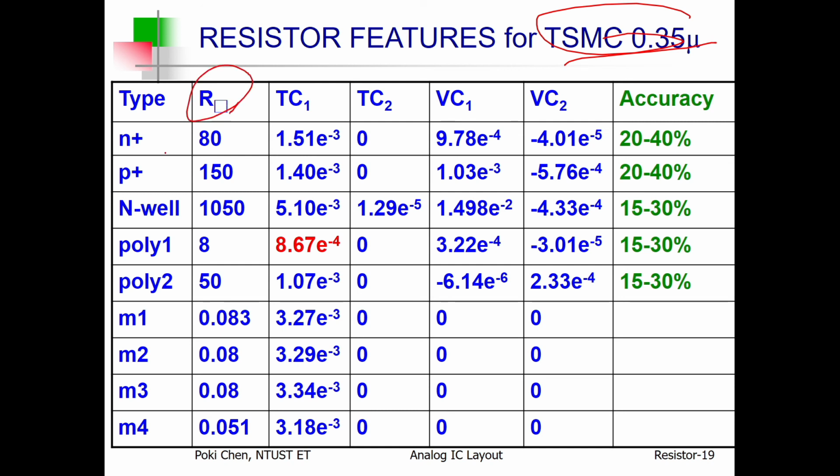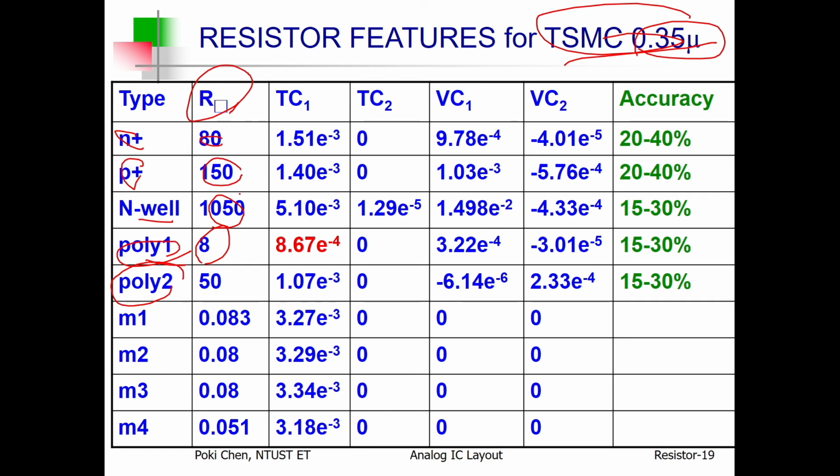much resistance per square you can have from P plus, N plus, 80, 150, and we're all around 1 kilo, right? Poly 1 only 8 because it gets some kind of silicidation. How about Poly 2? No, because only Poly 1 in 0.35 micron is used as gate. How about Poly 2? It is not for gate. So, not as important as Poly 1.